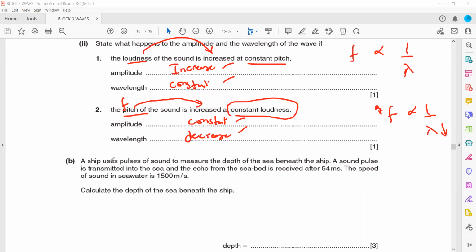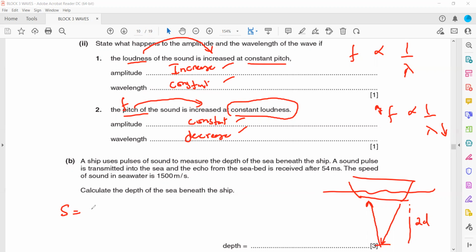A ship uses a pulse of sound to measure the depth of the sea beneath the ship. For example, this is the water level. The ship sends an ultrasound which strikes the seabed and bounces back. So what is the total distance traveled? That equals 2d, because it goes and comes back. Whenever there is an echo reflection, the formula is speed equals 2d divided by t. So if you need distance, it is speed multiplied by time, divided by 2.